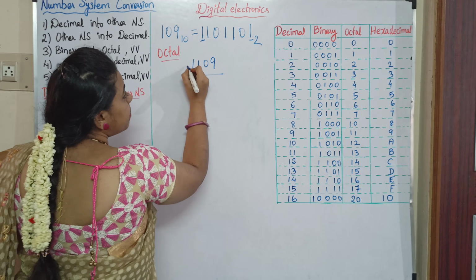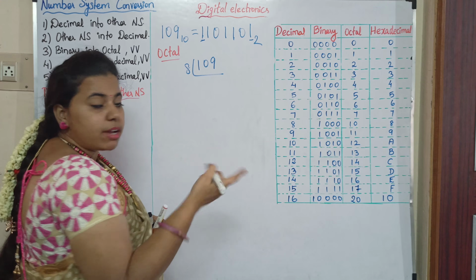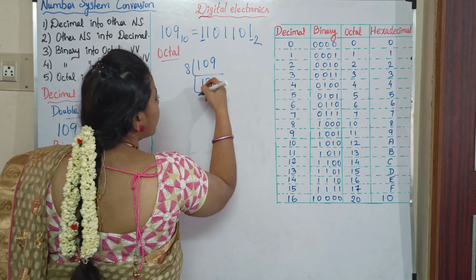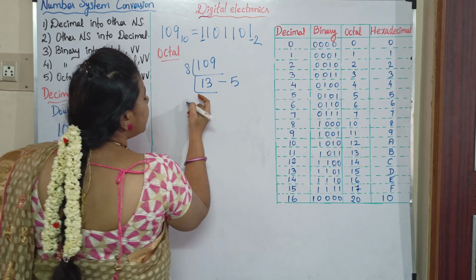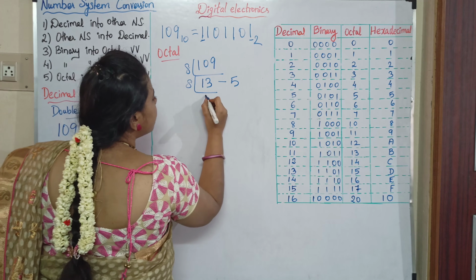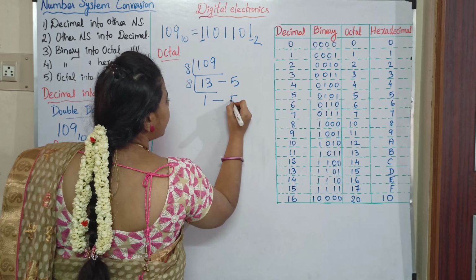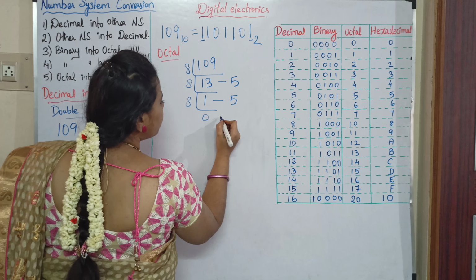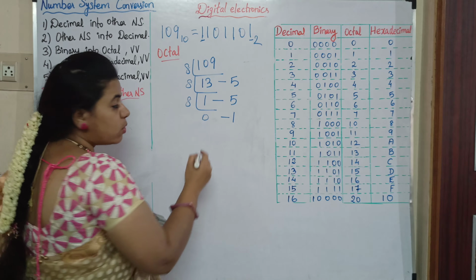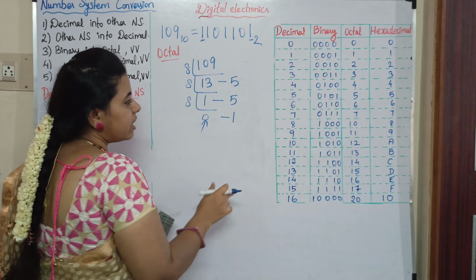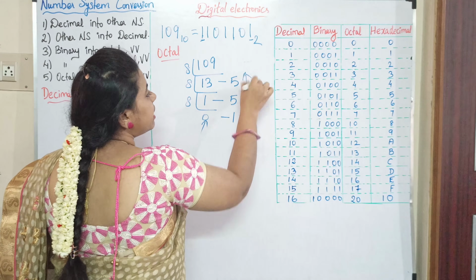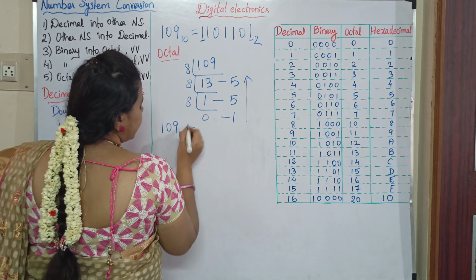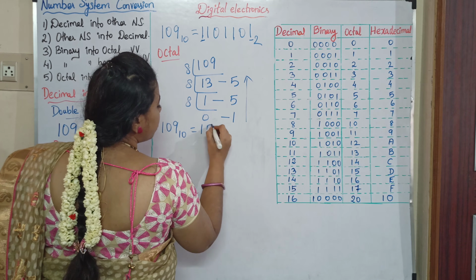Here you have to take the base value 8. Octal has base value 8. So 109 divided by 8, 13 into 8, that is equal to 104. So remainder 5. Again you have to divide this 13. 1 into 8, 8, remainder 5. Again divide this 1. So 0 into 8, 0, remainder 1. We got the quotient value 0. So we can stop here and write the remainder in reverse order. So octal equivalent for the decimal value 109 equal to 155.